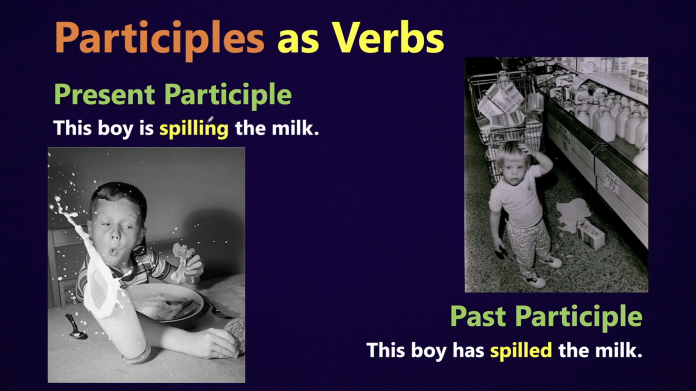Also, you can see with the verb here, there is a helping verb before it. So before spilling, we have is as a helping verb. And before spilled, we have has as a helping verb. So when a participle is being used as a main verb in a sentence, you will see a helping verb before it.